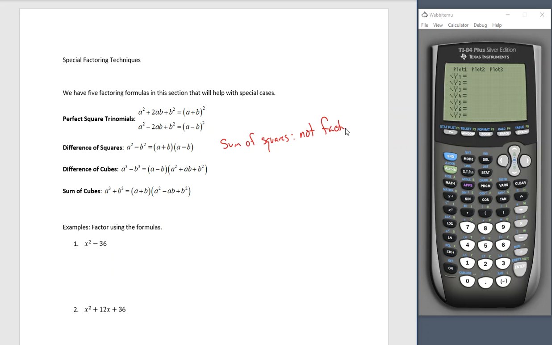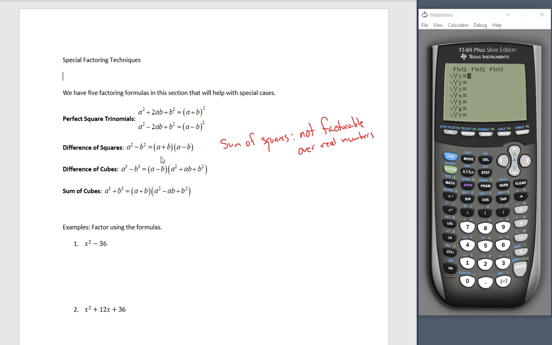The sum of squares is not factorable over the real numbers. If you want to know more about possibly factoring the sum of squares, look for a lecture on complex numbers. All right, and coming soon. So not factorable over the real. I promise I know how to spell real numbers.